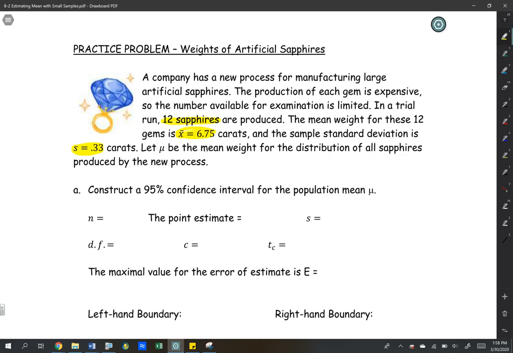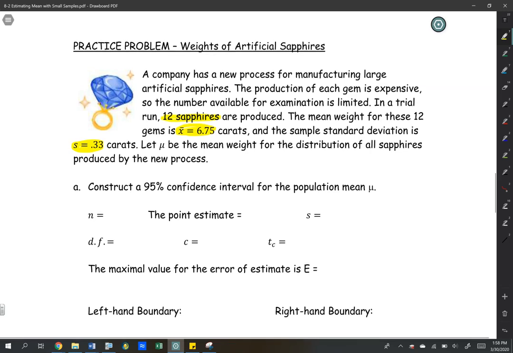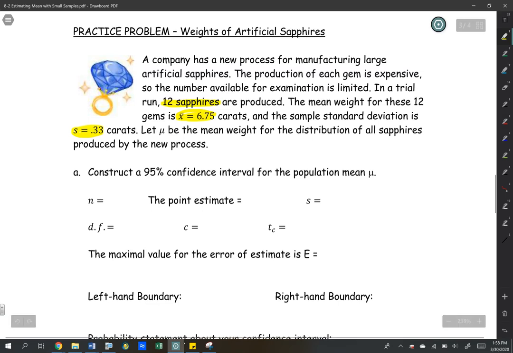So we want to find a 95% confidence interval for this population. In this case, n is 12. The point estimate is asking for x bar, 6.75, and our standard deviation is 0.33. The degree of freedom is going to be n minus 1. In this case, n is 12 minus 1. That gives us 11. The confidence interval is going to be based on 0.95.